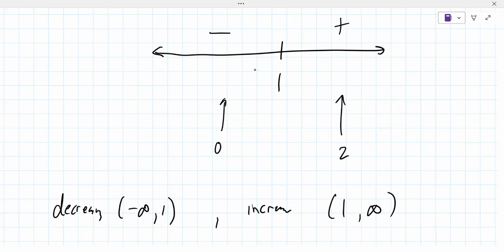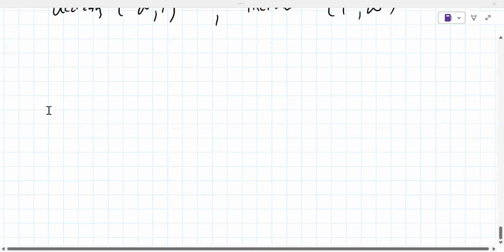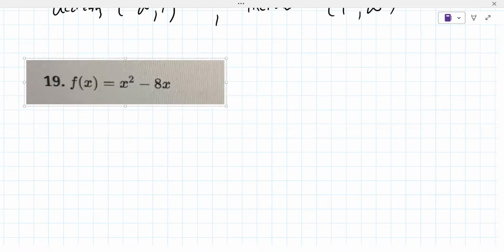Let's see. Can we do 19? Sure. This is exactly the same problem. It would be good for you to try it if you have any questions. Okay, can we do 26?